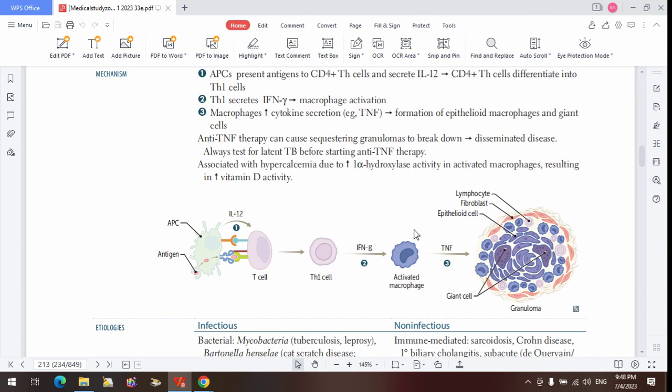So all the cells that you need to form the granuloma are complete. You have had your TH1 cell formed already. You have had your epithelioid cell formed already. You have had your giant cell formed already. All of them will now surround the antigen and they form a granuloma. That is it.